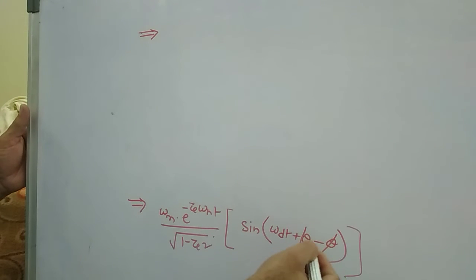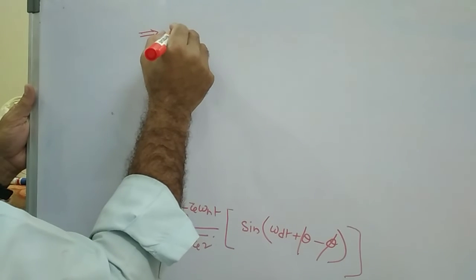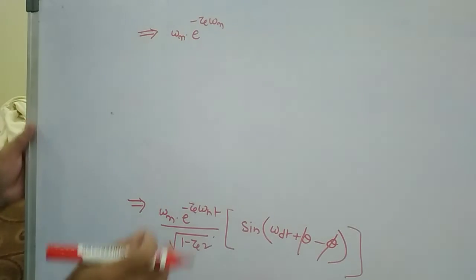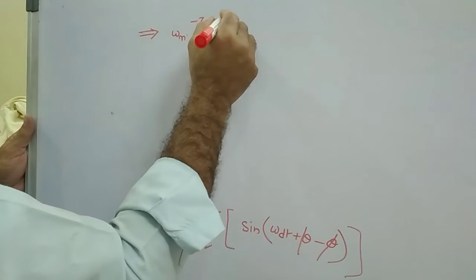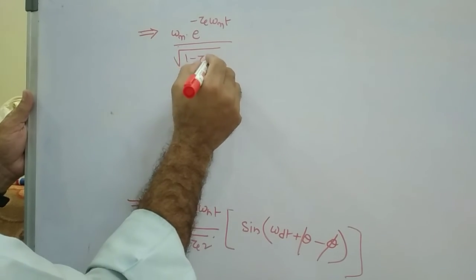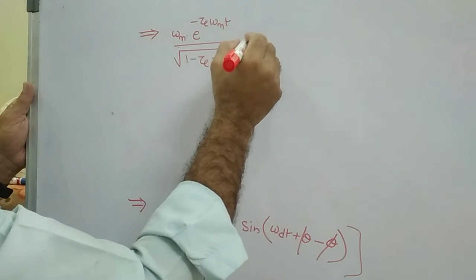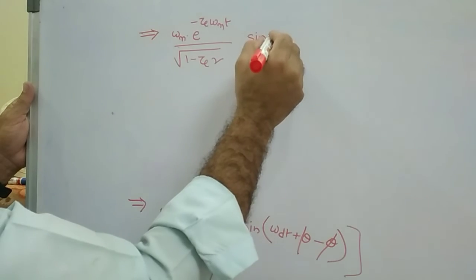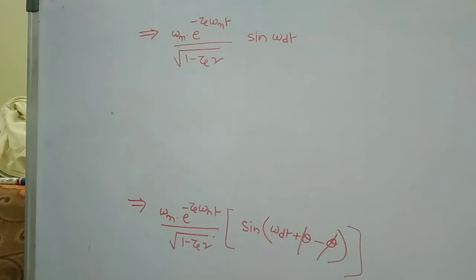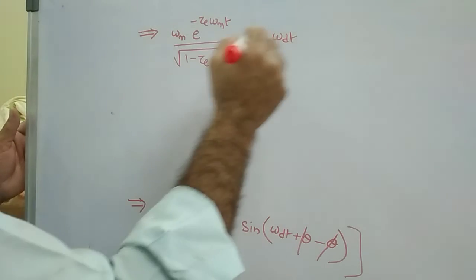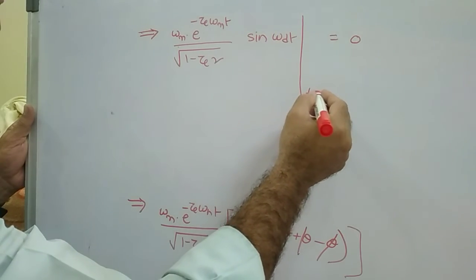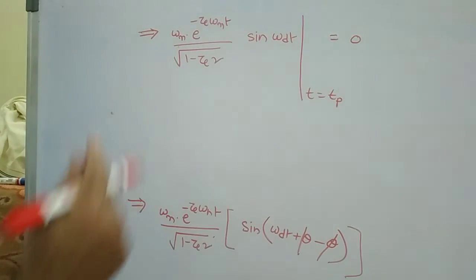Therefore, theta will be cancelled out. Then what you will have? It is omega n e power minus zeta omega n t by under square root of 1 minus zeta square. Then what you will have? Sin of omega d times t. That's all. Theta cancels. Now in this you can make it 0 by simplifying, t is equal to tp. That is the meaning of that, my dear.